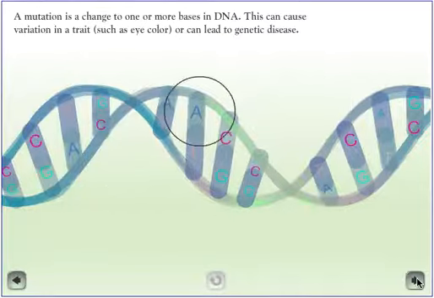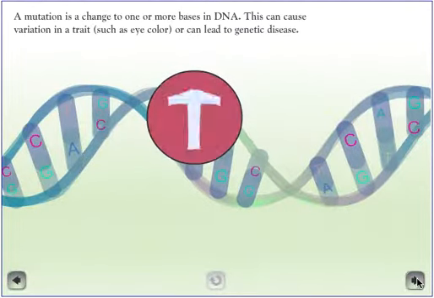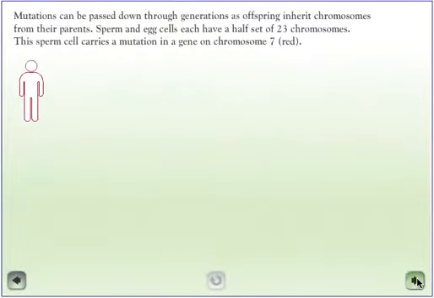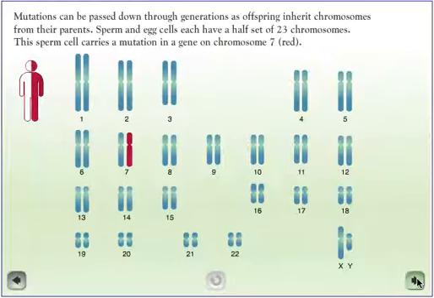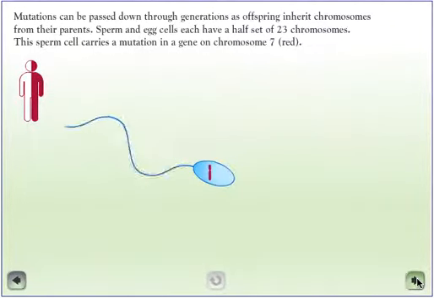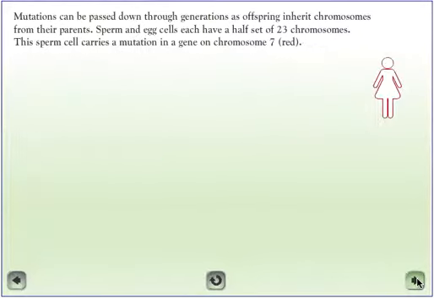A mutation is a change to one or more bases in DNA. This can cause variation in a trait, such as eye color, or can lead to genetic disease. Mutations can be passed down through generations as offspring inherit chromosomes from their parents. Sperm and egg cells each have a half set of 23 chromosomes.